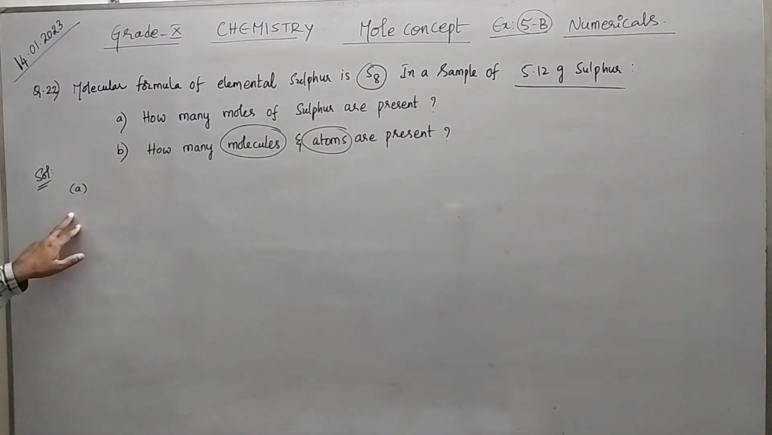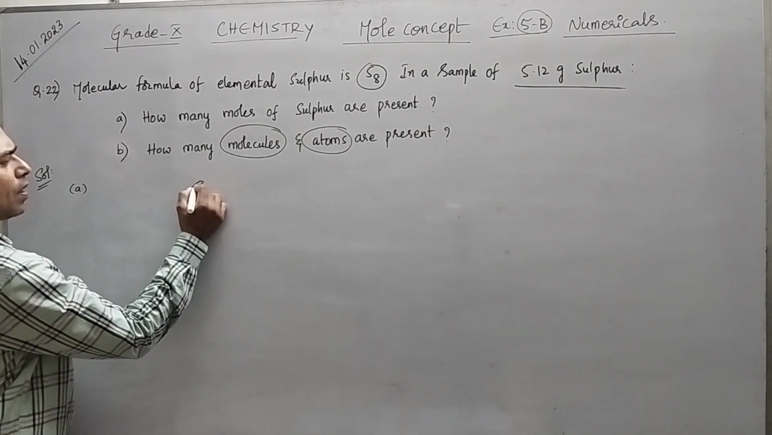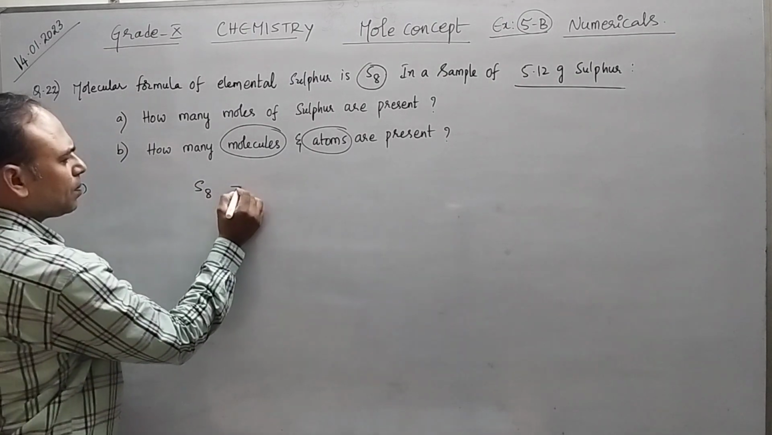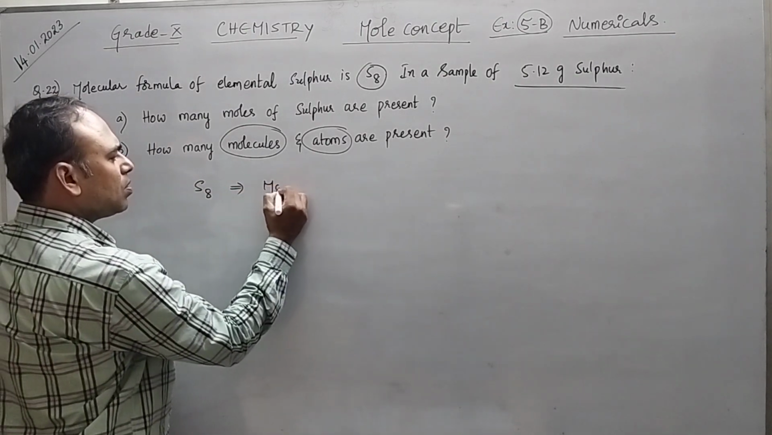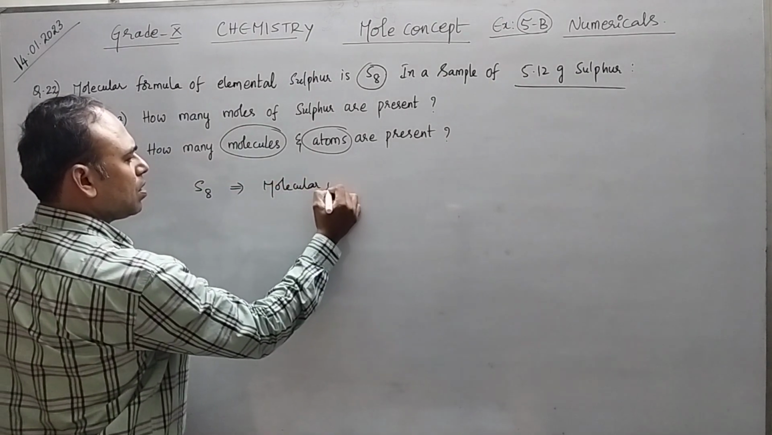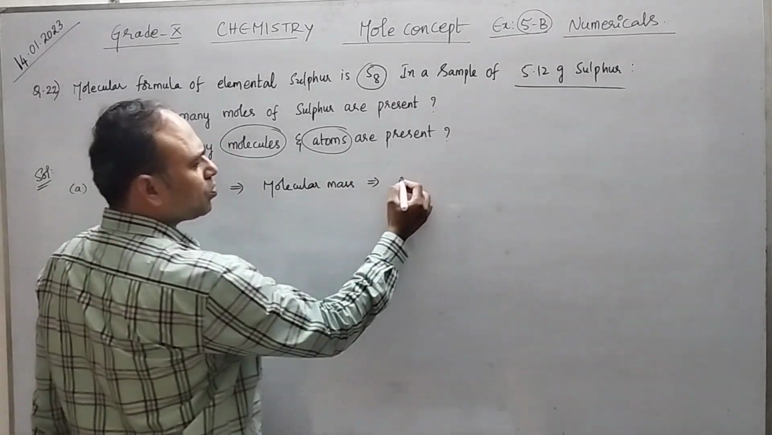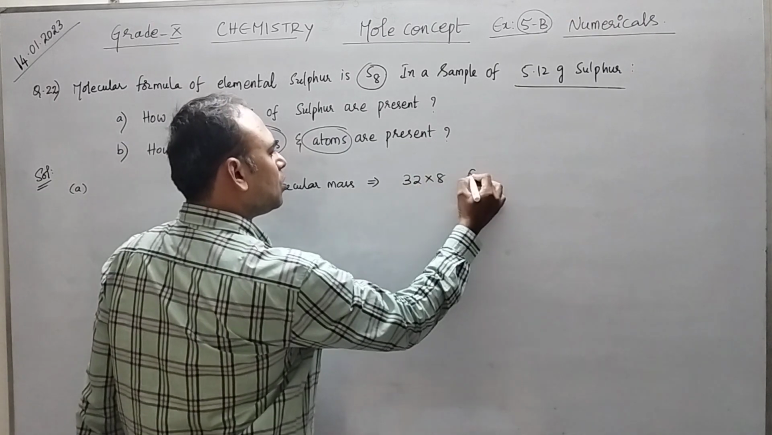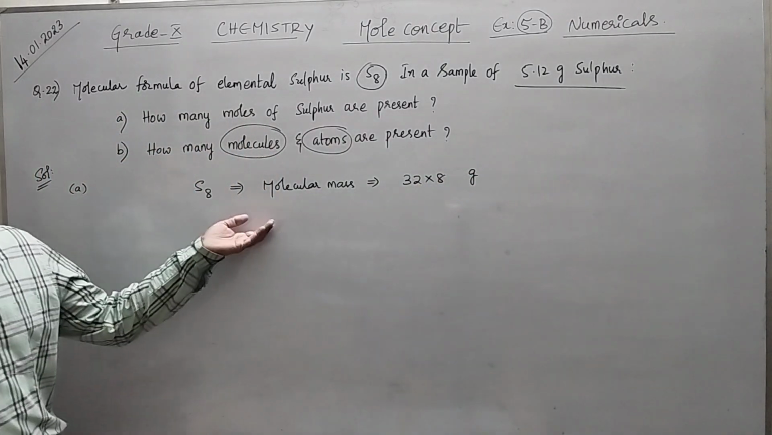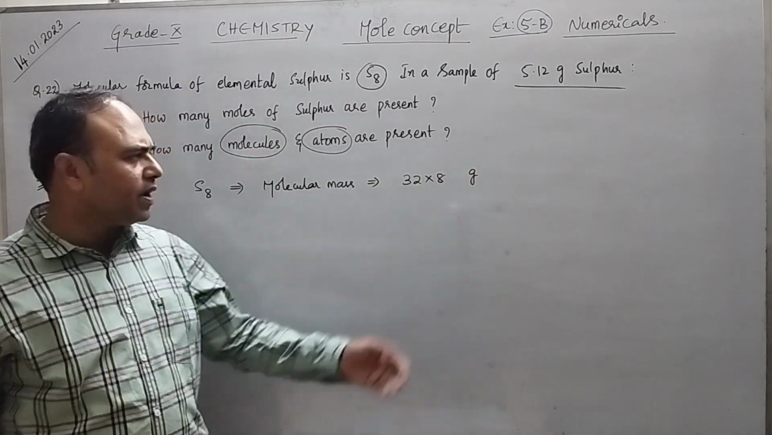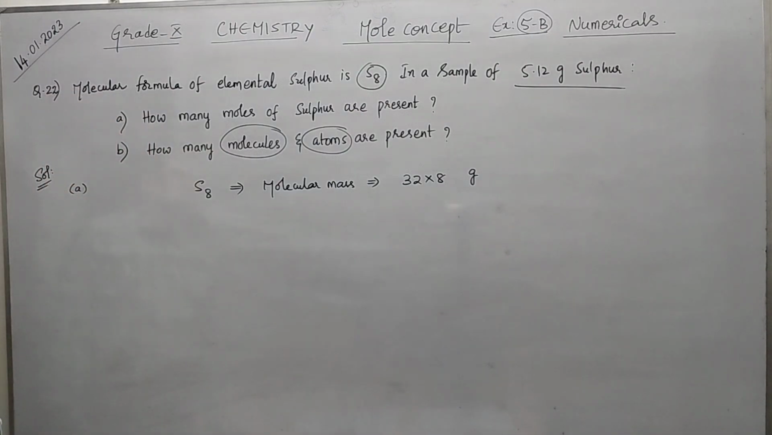First one, how do we calculate the moles here? If you are taking S8, you take the molecular mass. Molecular mass can be calculated. Sulfur is 32, so therefore 32 into 8 grams. So the gram molecular mass is 32 into 8. Now what is given? 5.12.